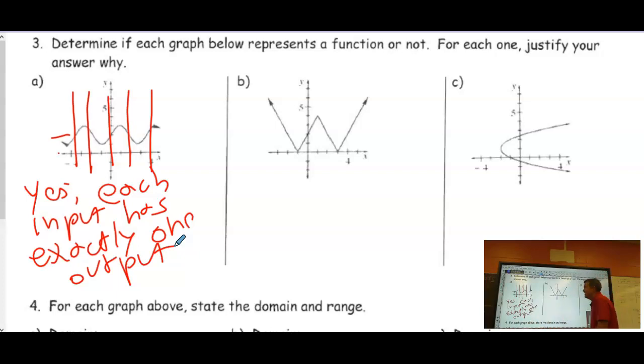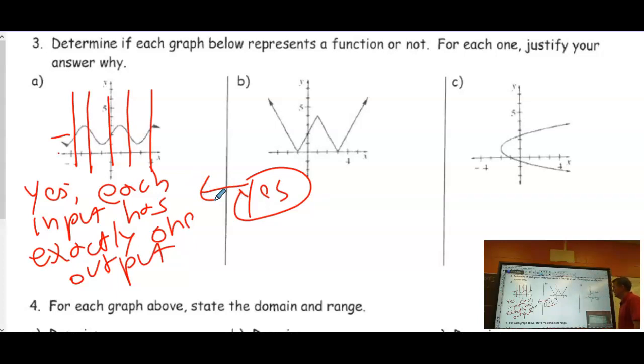Same thing for letter B. Again, I don't know how well you see that on video, but when I run a vertical line across the graph, it never crosses the vertical line in more than one place. So it is a function, and it's the same reason as that one. Each input has exactly one output.